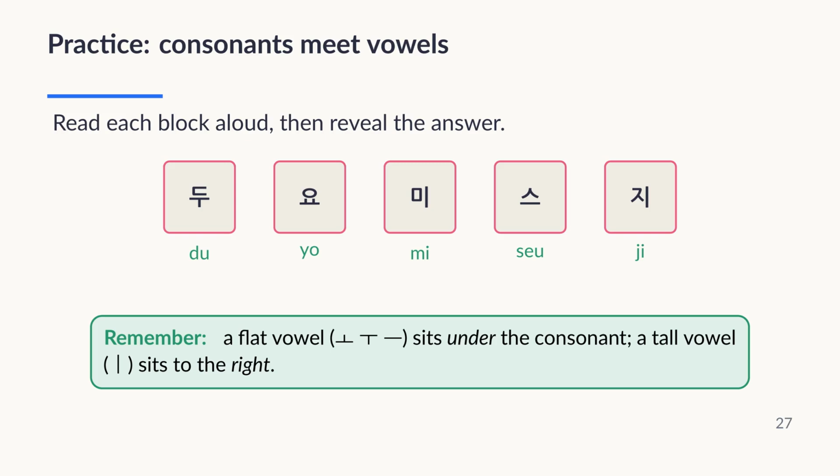Check yourself. And notice how the layout rule from part 2 is doing its job automatically. When the vowel is flat, like U or EU, it tucks underneath the consonant. When the vowel is tall, like I, it stands to the right of the consonant. You do not have to memorize the placement separately. The vowel's shape decides it every time. Read the 5 blocks once more on your own and feel how the sounds simply fall out of the letters.